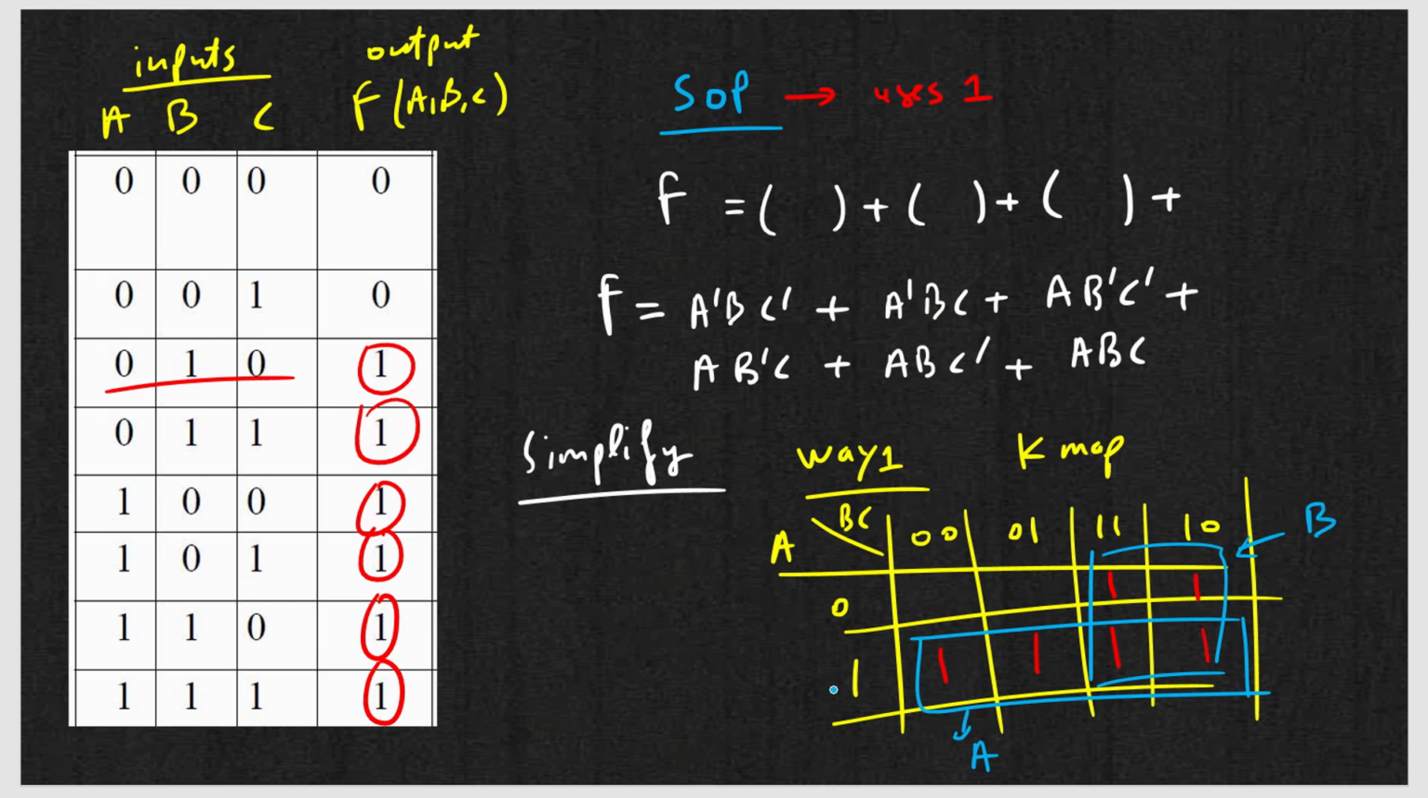Yes, only B. This is going to be B, because the A cancels and the C cancels. The A will cancel because 0 and 1 are different. So this Boolean function is equal to A plus B. The circuit for this is a simple OR gate. Does it make sense?